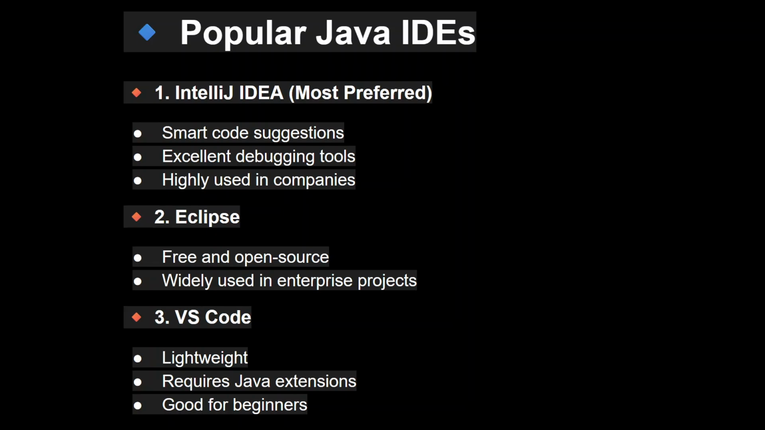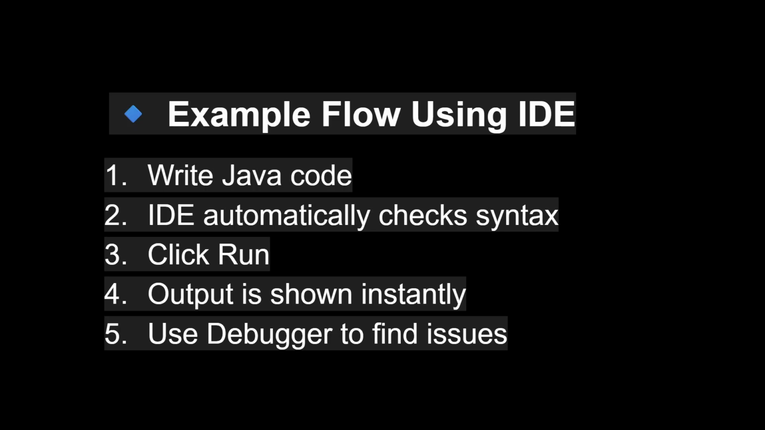Okay. And with VS Code, there is one major thing I have observed. If you try GitHub Copilot in IntelliJ and in VS Code, it performs better in VS Code than in IntelliJ. That is my personal observation. So, an example flow using an IDE: first you write a Java program, then the IDE automatically checks the syntax, then you click run, the output is shown instantly, and you can use debuggers to find the issue. You will see this when we use it.